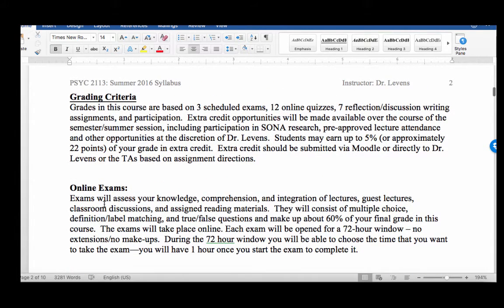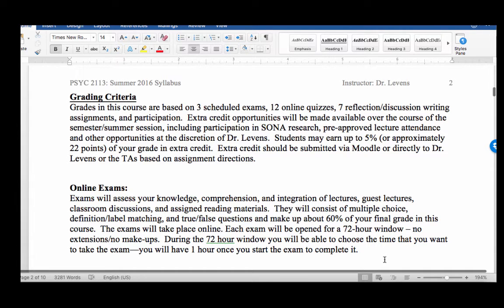Exams. So again, we have 3 scheduled exams. The exams consist of multiple choice, definition, label matching, and true-false questions. They make up about 60% of your final grade in this course. The exams take place online. They are open for a 72-hour window, no extensions, no makeups. You'd have to have a serious event, as defined by the university, that would qualify for you to have some sort of extension. So if for some reason you are missing the 72-hour window of the exam, I can only accommodate this if you provide me with documentation through the university.